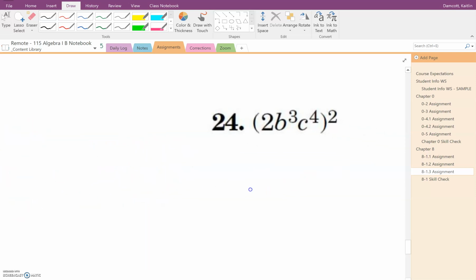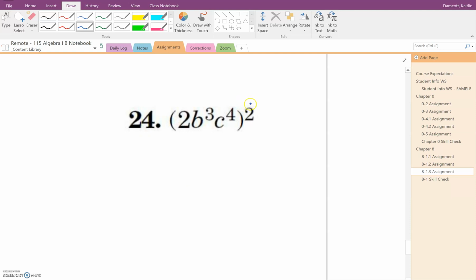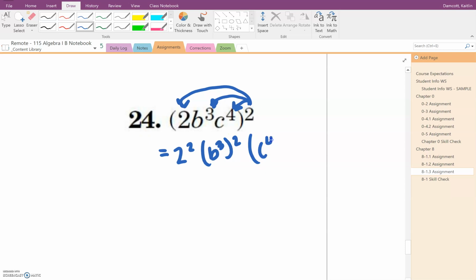All right, on to 24, the last one. This one has 3 factors as well. It has a 2, it has a b to the third power, and a c to the 4th power. So 3 factors in all. When we do this, we have to distribute that exponent of 2. So we've got 2 squared, b to the third squared, and c to the 4th squared. Now we just need to simplify this. So 2 squared is 2 times 2, which is 4.